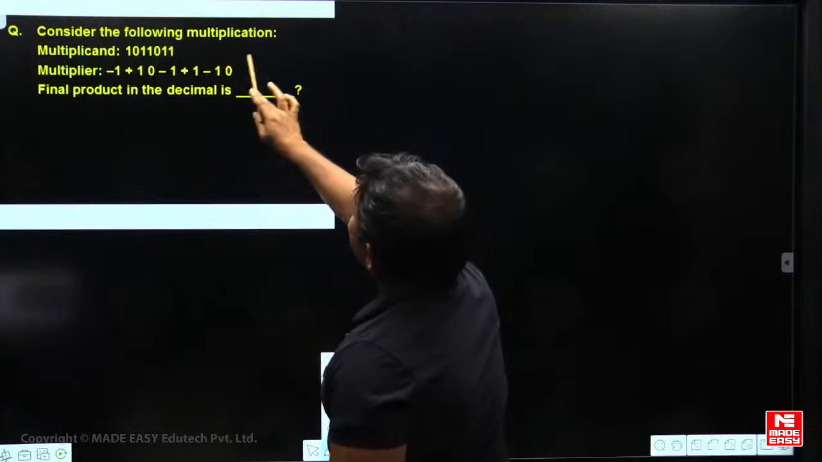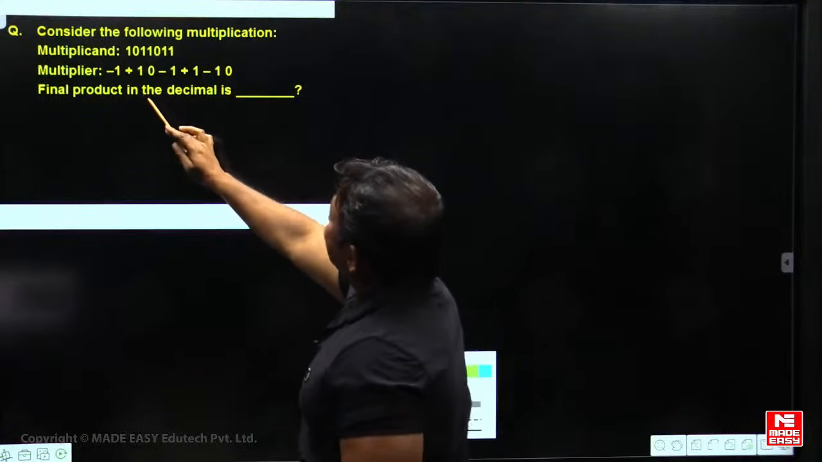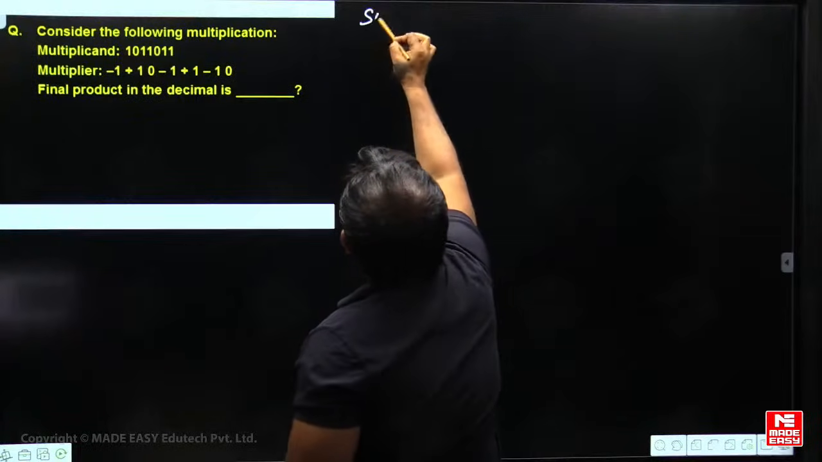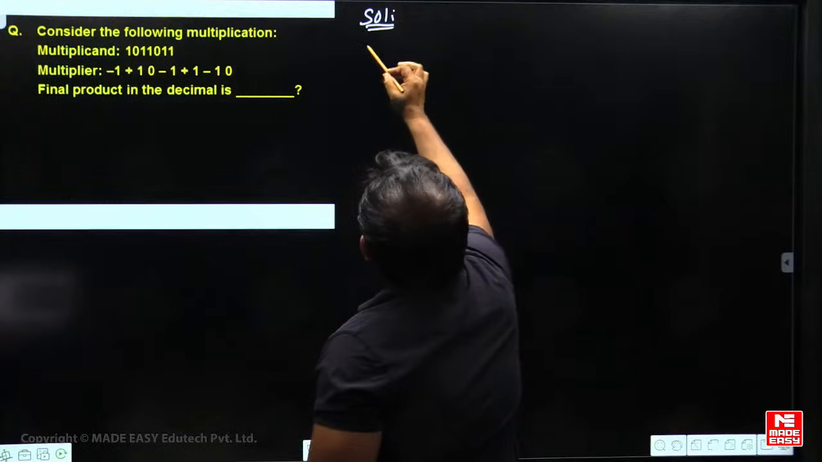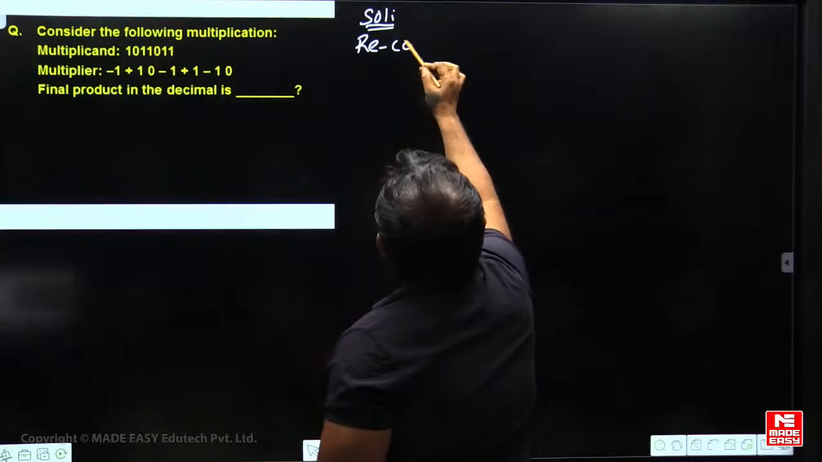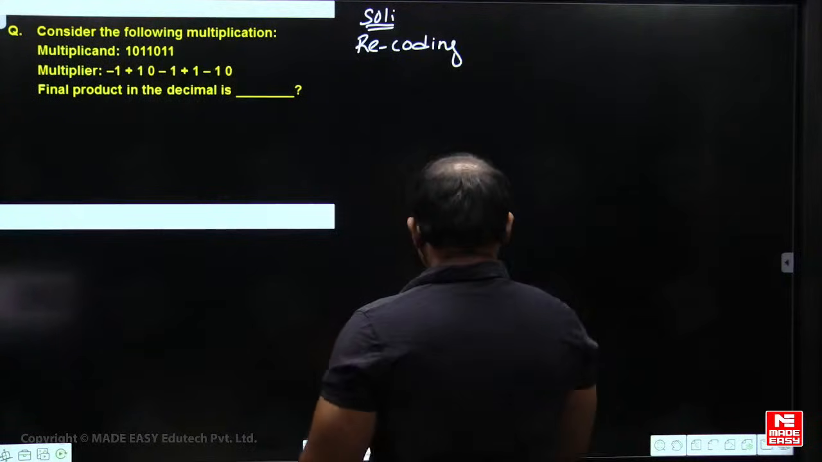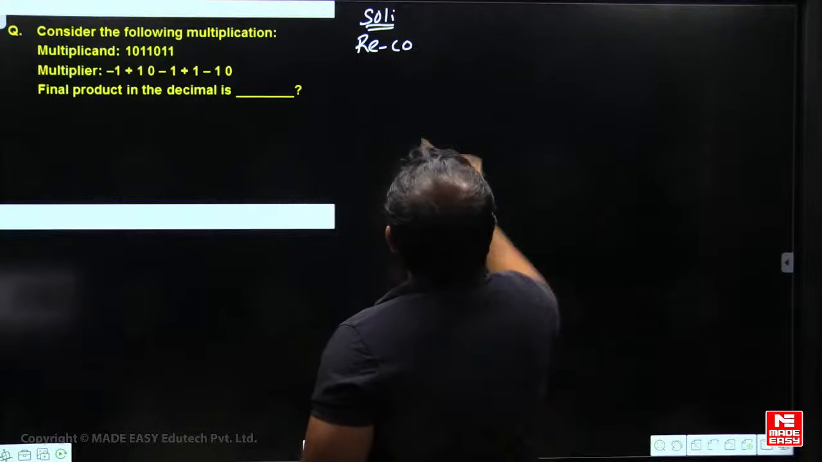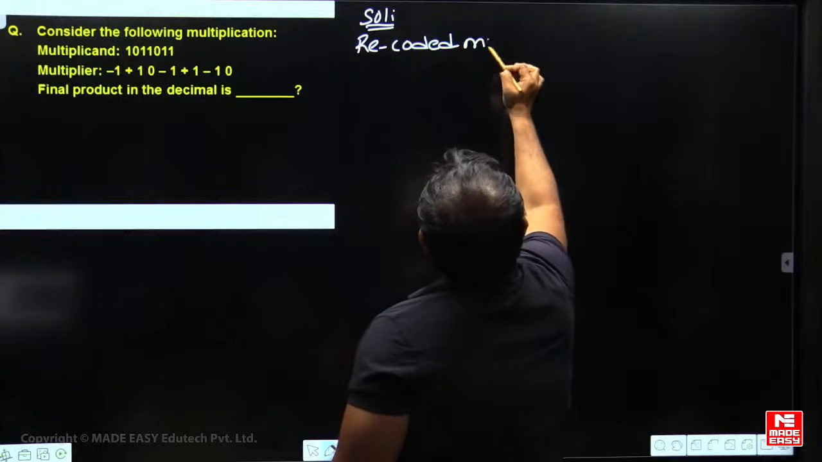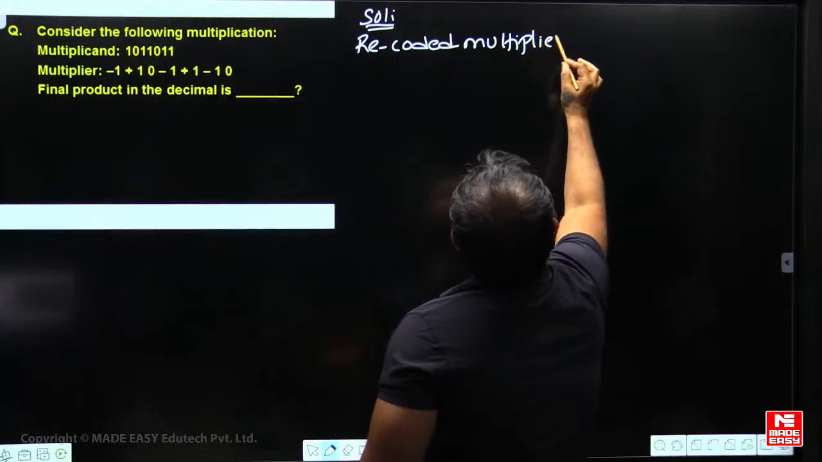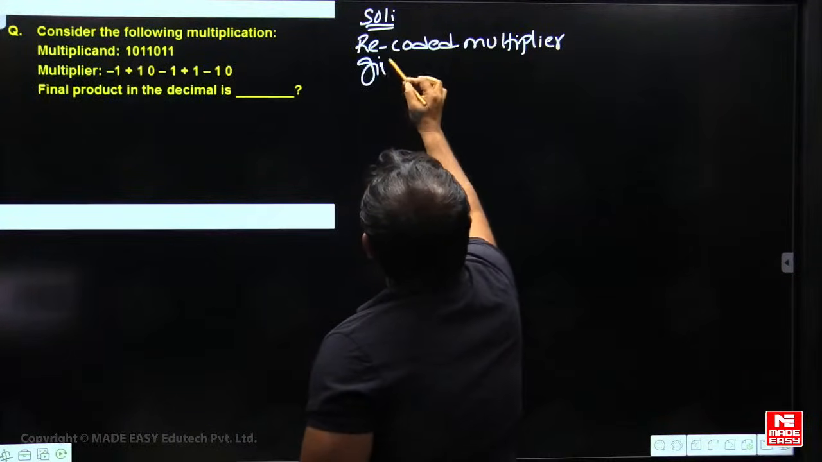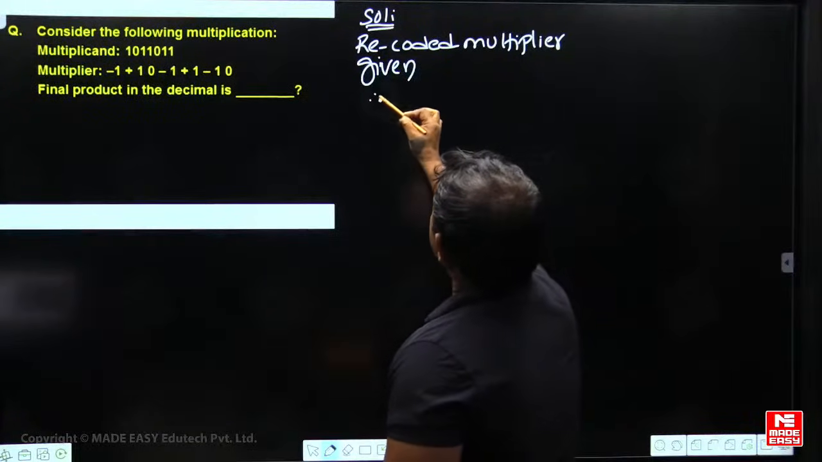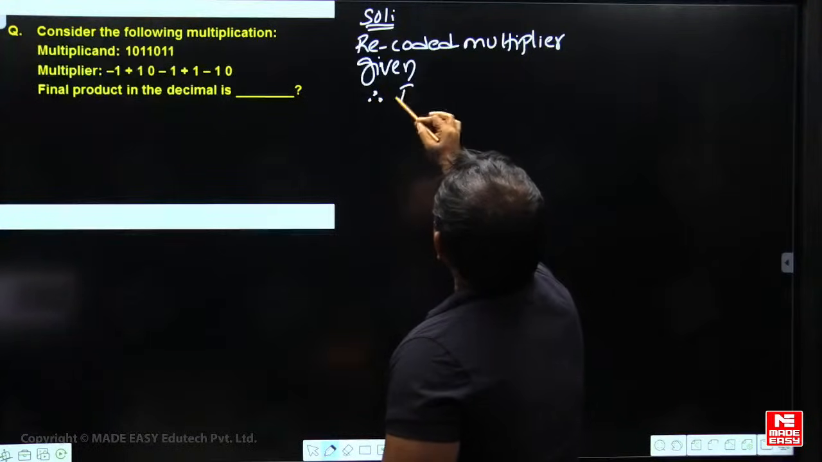Here, this is the multiplication. Whenever the multiplier is there, plus 1, minus 1, that is the recoding. What is the solution? Recoding multiplier, or else recoded multiplier.